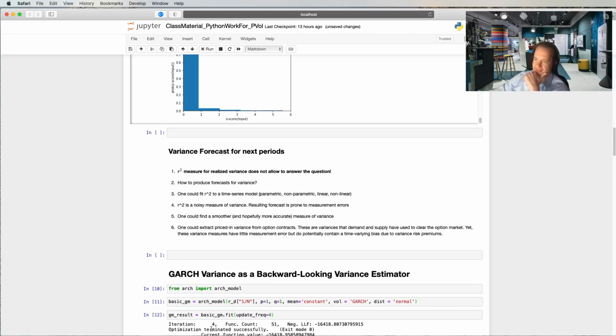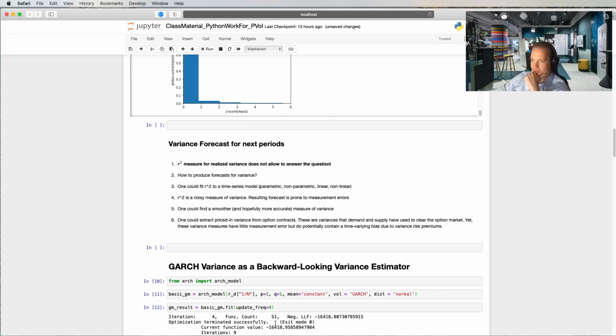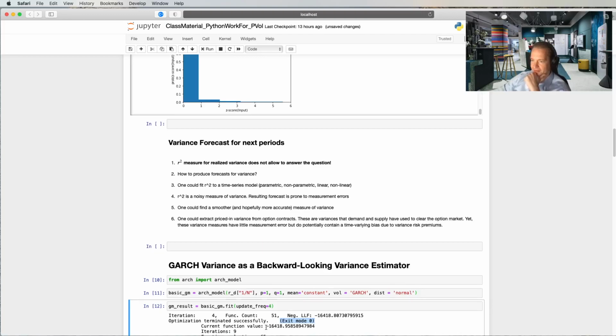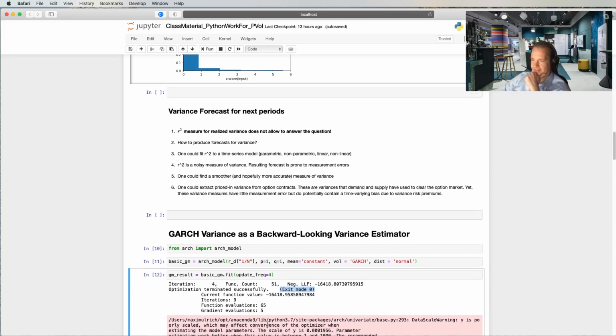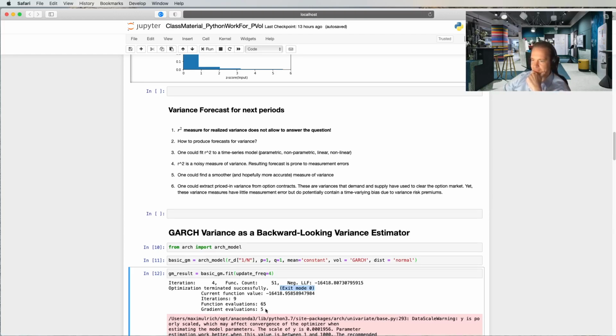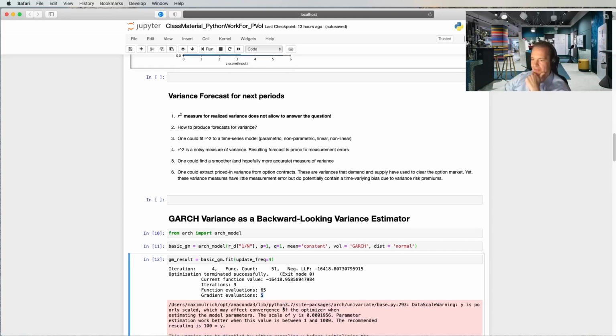Okay. So let's just look at the output here. Yeah, it says terminated successfully. Current function value, iterations, gradient evaluations. So the estimation works with maximum likelihood. We talked about that conceptually last class. The numerical optimization uses a local optimization routine, which evaluates the gradient. Seems to be like a Newton type method. And then we have a warning message.